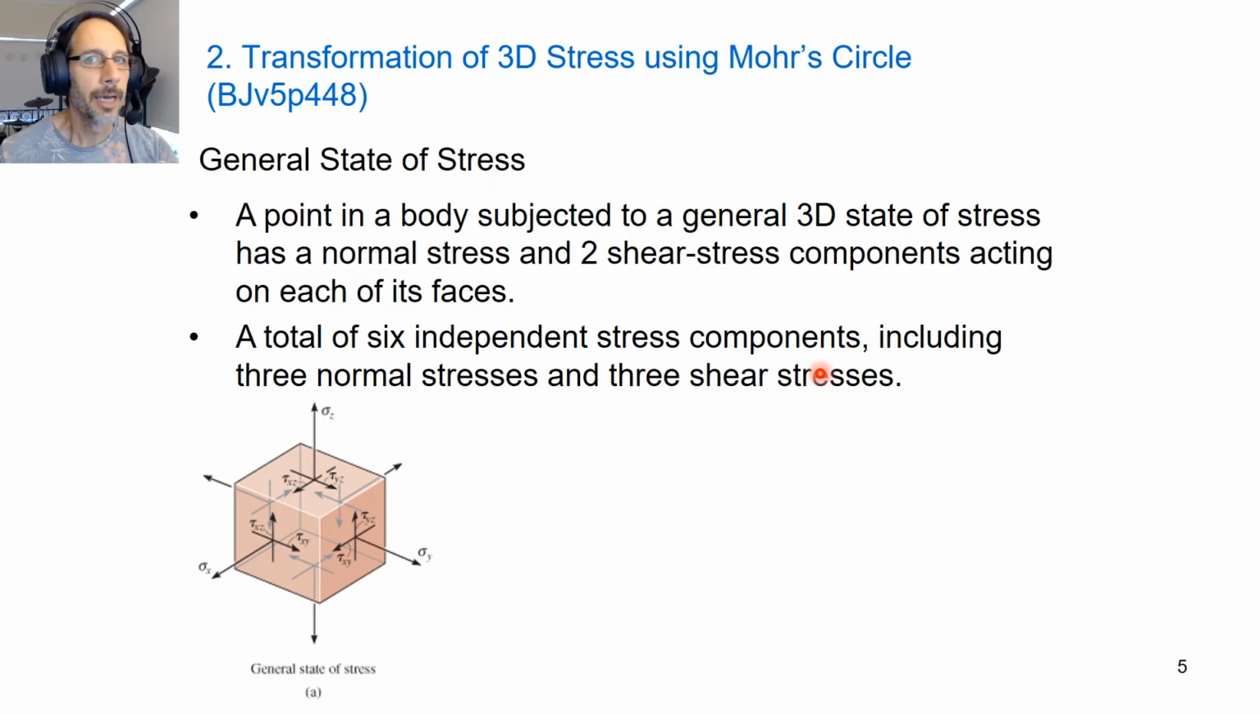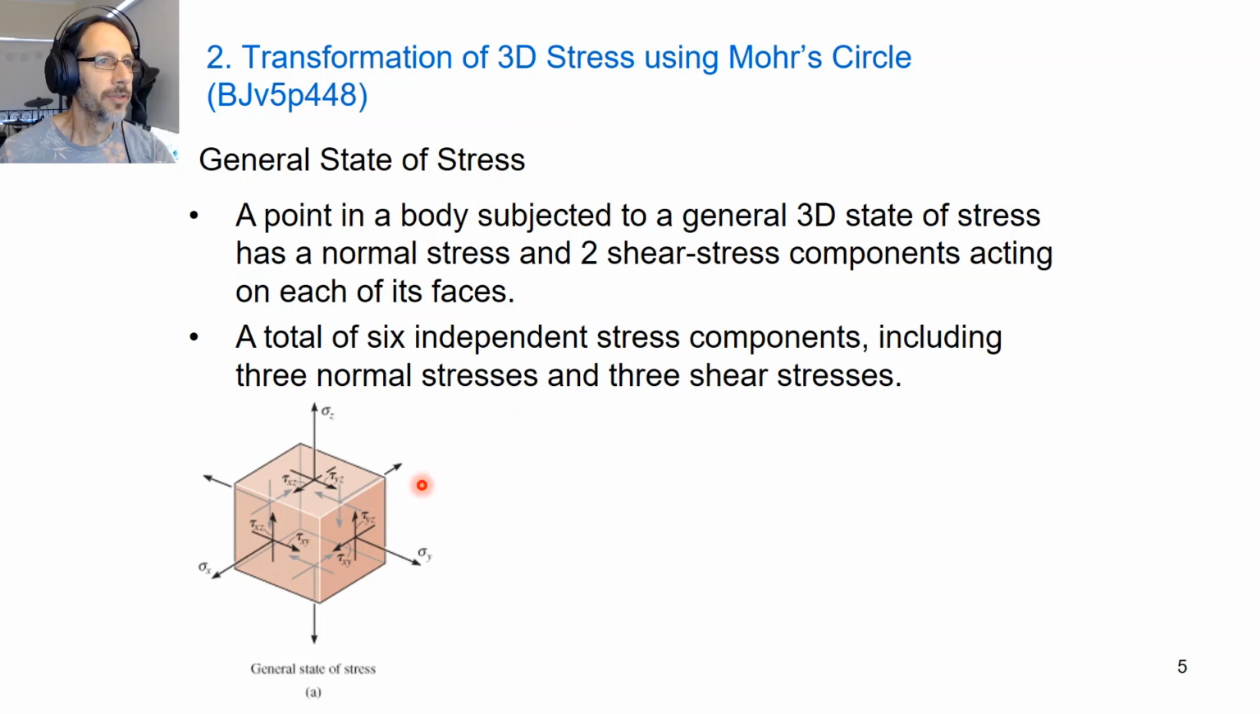So up until now, we've looked at a 2D state of stress, and particularly a plane state of stress where all of the stress components are contained in a single plane. But in general, we can have a normal stress and two shear stresses on each of the faces of our element representing the point at which we're calculating stress.